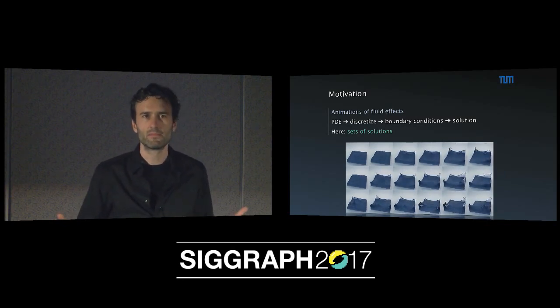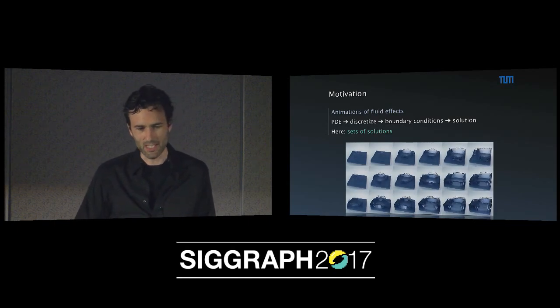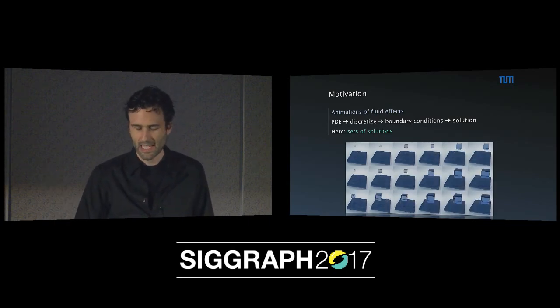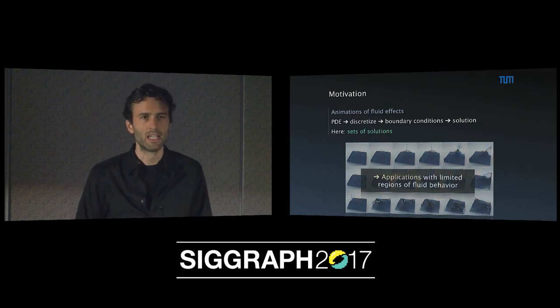As you can see here, especially towards the end, the behavior differs quite a bit in how these splashes turn out in the end. And that is what I want to focus on in the following. So applications where we actually have these regions of behavior and we know in advance we want to work in a certain area of flow behavior.